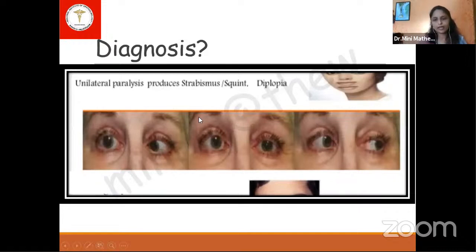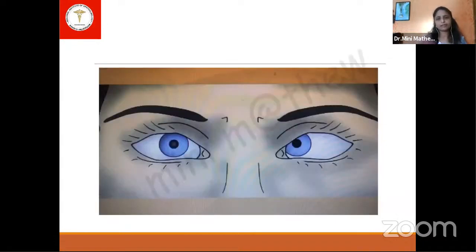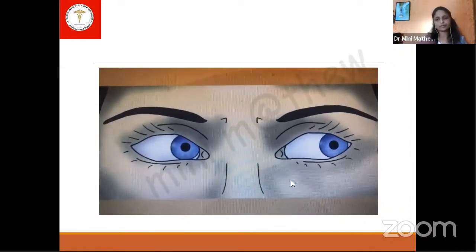Now observe the right eye of this patient. You can see that the eyeball is inturned, and on right gaze, there is difficulty in abduction of the right eye, and in the left eye the abduction is full, which is suggestive of a 6th nerve palsy. So please observe the right eye of this patient.